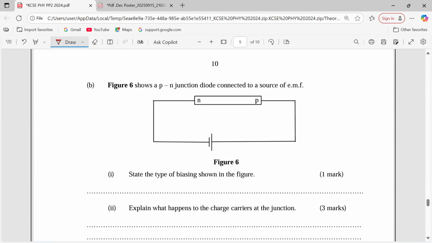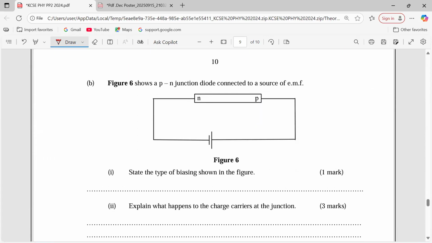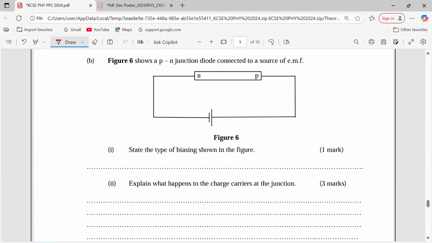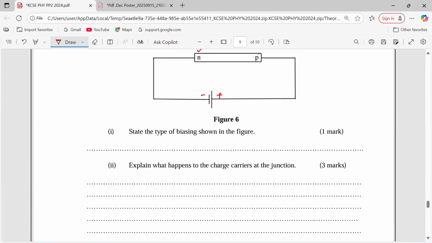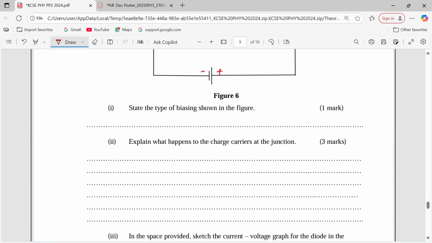A very good question. Let's check part B. Figure 6 shows a PN junction diode connected to a source of EMF. We can see the N part and the P part. The N part is connected to the negative, and the P part is connected to the positive. Look at the first question: state the type of biasing shown in the figure. This is forward biasing.